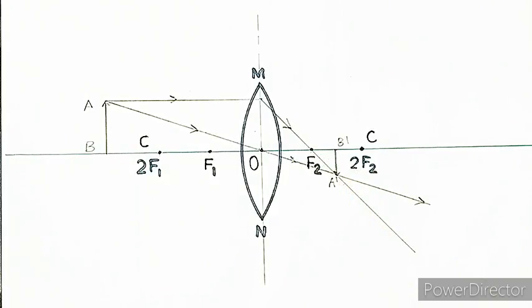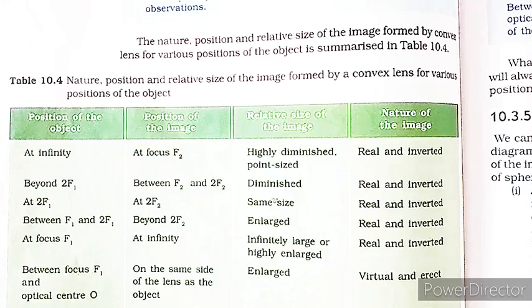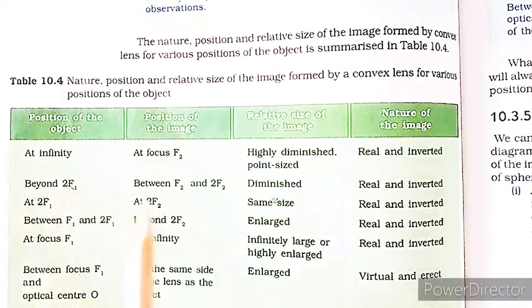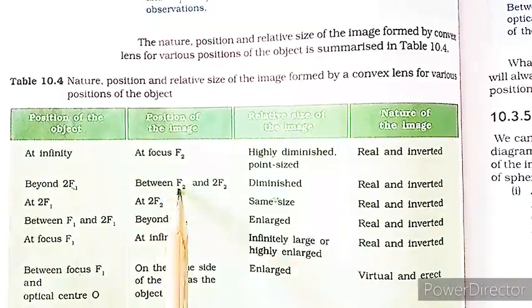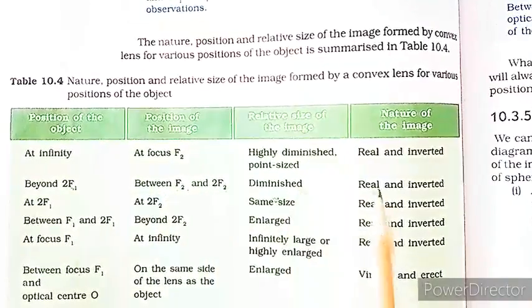Now what is the size of the image? See this size, now this is smaller, so diminished. And what is the nature of the image? Because the image is formed on the other side, it is called real. And real images are always inverted, so you can see this is upside down. So the nature is, it is real and inverted. Now let's check that in the textbook. So it's beyond 2F1, the image is formed between F2 and 2F2, it is diminished, real and inverted.